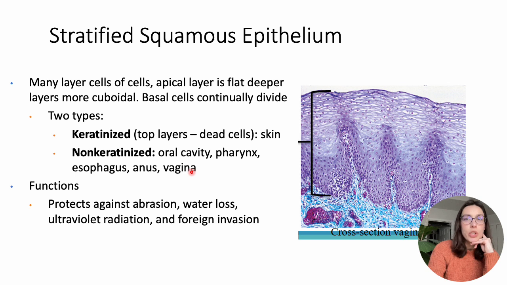So the general function of stratified squamous epithelium, keratinized or non-keratinized, is to protect against abrasion. This is epithelial tissue that lines spaces, as they all do, but it lines spaces where there's going to be a lot of stress. You're constantly getting nicked and scratched and rubbed in those places. We want to protect from that, so we have many, many layers of cells. It also protects against water loss, especially if it's keratinized, ultraviolet radiation, and foreign invasion. More on this in the next chapter.